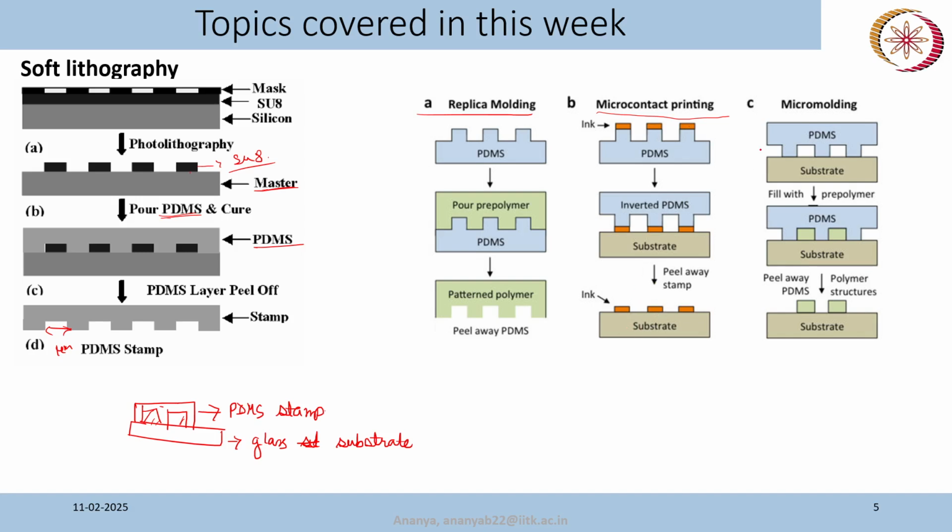Okay, another technique is micro molding. You can see here, on top of your substrate you place your PDMS stamp. You fill this with some pre-polymer that you can cure. Once you cure it with the condition that is necessary for this pre-polymer, you will get this polymer structure on top of your substrate, which will be kind of opposite to the PDMS stamp you start with.